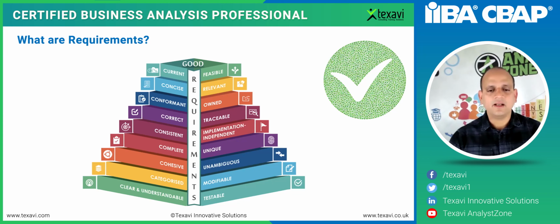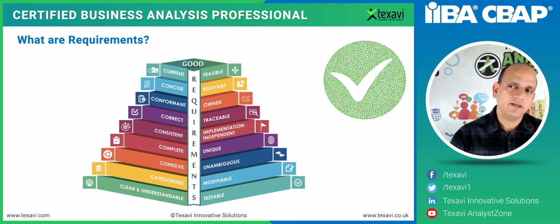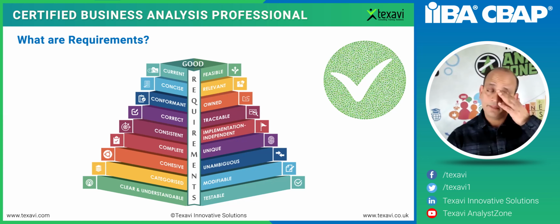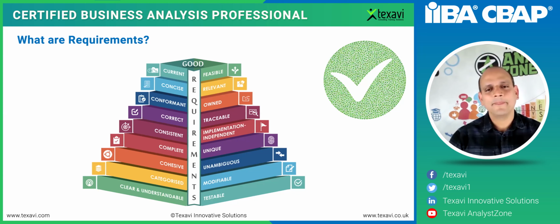Clear and understandable. It should be clear. It should be written in a way that anybody who reads it is able to understand. That's why, again, I'm going back to user stories, because it's a very popular way of writing requirements, because it is ticking all these boxes.